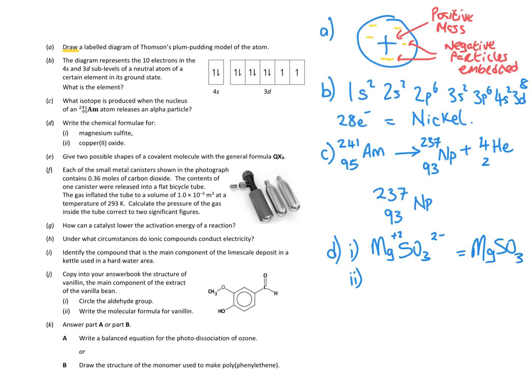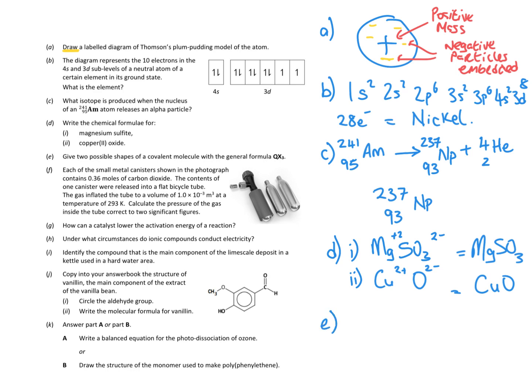And then you're looking for copper 2 oxide. If we're looking at copper 2, that's copper 2+. We want to add oxygen to it, but we know oxygen has a 2- charge. So the charges there are balanced, and your chemical formula for copper oxide would be CuO. Okay, so that was nice and easy.